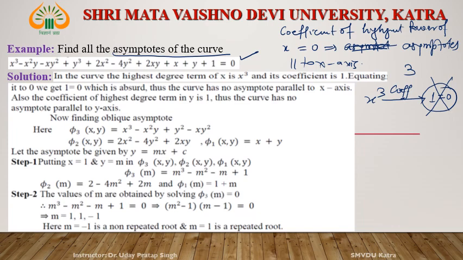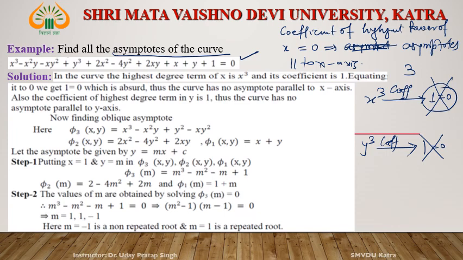Similarly, the coefficient of the highest power of y. The highest power of y is 3, right? What is its coefficient? Its coefficient is 1. 1 equal to 0. This is absurd, right? It means there are no asymptotes parallel to x-axis or y-axis. It means this curve possesses no rectangular asymptotes, right?